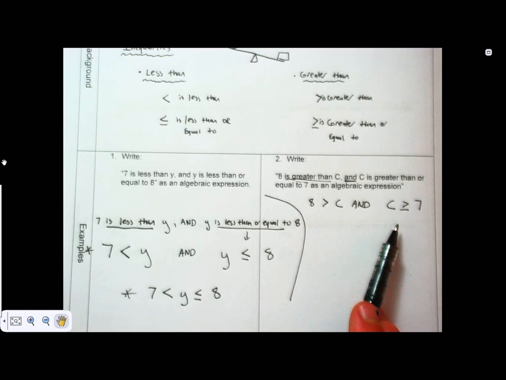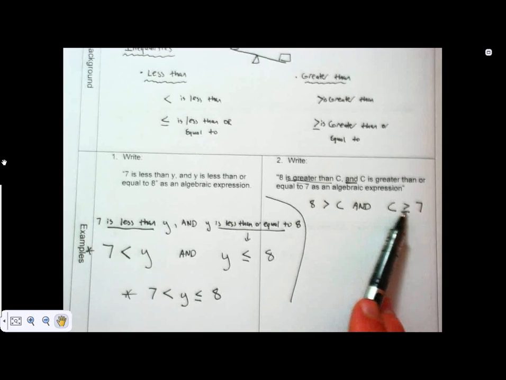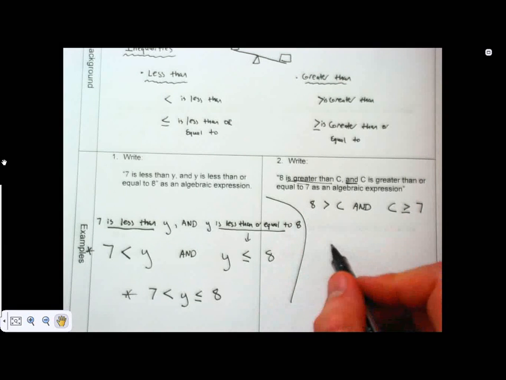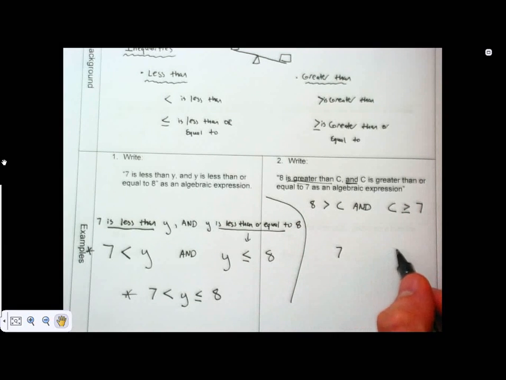So this is definitely an acceptable answer, but the question is, can I write it in shorter form? Well, what this tells me is that C must be greater than or equal to 7. What this one tells me is that C has to be less than 8. So if I put those two ideas together, then that tells me again C must be between 7 and 8. And specifically, it has to be greater than or equal to 7, but it must be strictly less than 8. So either one of these two forms would be an acceptable answer.